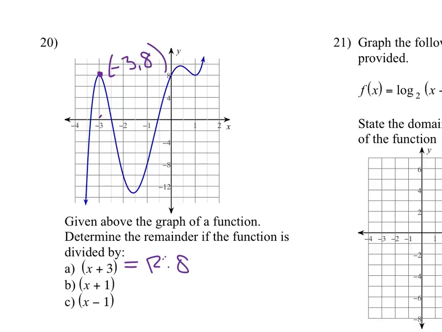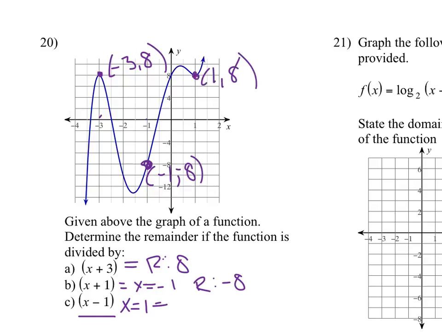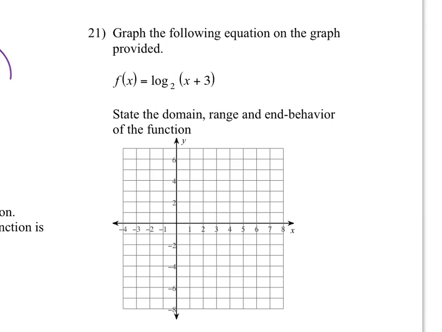So if it's plus 1, then I'm going to plug in x equals negative 1. And the remainder is right here. So negative 1 is what I plugged in, and I would get a negative 8 out, because that is the point negative 1, negative 8. If I plug in a 1, that's x equals a positive 1. That's the point 1, 8. So my remainder is 8. That's it. That's how that works.